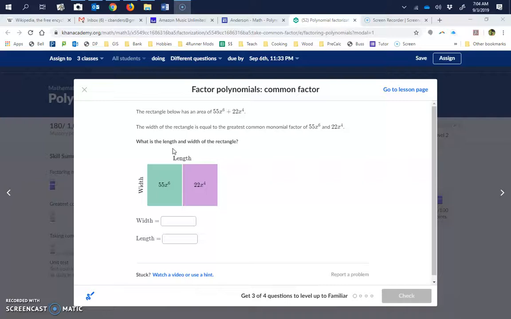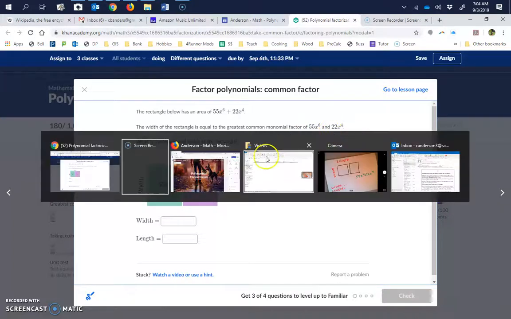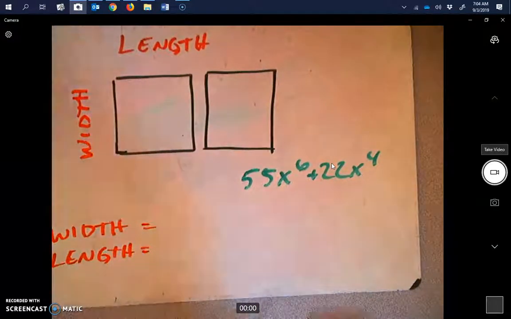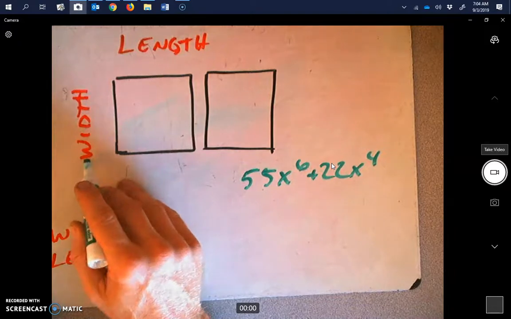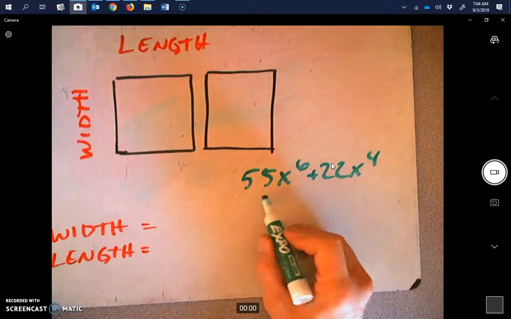So the width of the rectangle is equal to the greatest common monomial factor. They're saying that this right here is a monomial, and it's the greatest common factor of both of these. So what's the greatest factor of both 55 and 22? Well, I have this problem written down over here. So we want to first figure out the factors of both these numbers, and that's the width. And whatever's left over will be the length. So let's factor both these things.